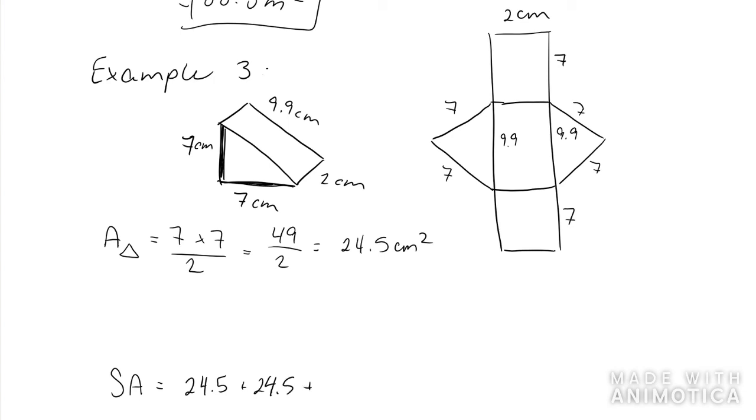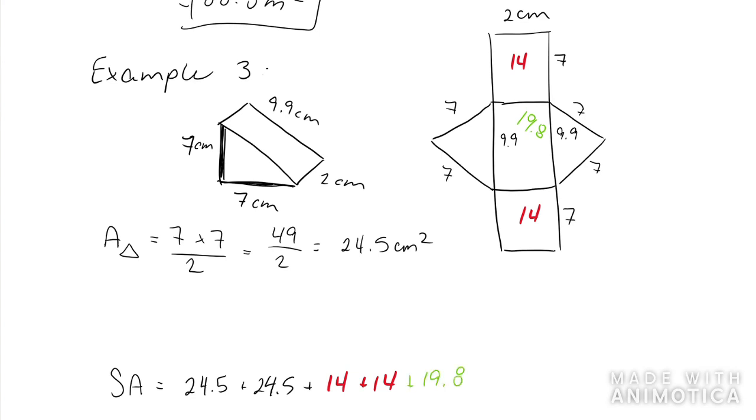Okay, now we look at our other ones. We have 2 times 7. It's 14. Again, 2 times 7. That'll give us 14. So we have 2 14s. And that only leaves us with this one in the middle. This one is 9.9 times 2. So that'll be 19.8 when we do 2 times 9.9.